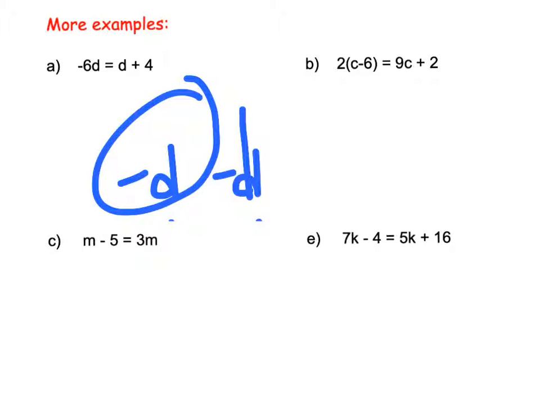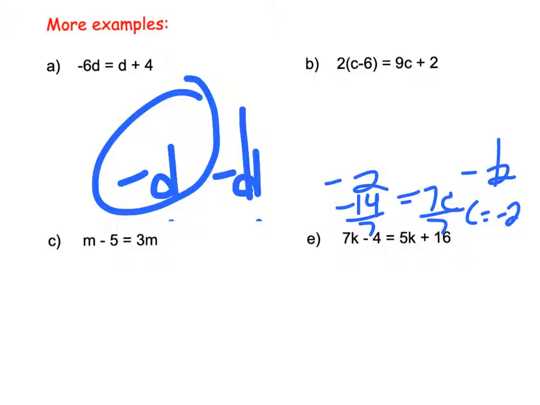Now I need my constants all on one side and my variables all on the other, and so I'm going to move this 2 over here by subtracting it from both sides. And I am left with 7c equals -14, and we would finish that up by dividing. And so c equals -2.